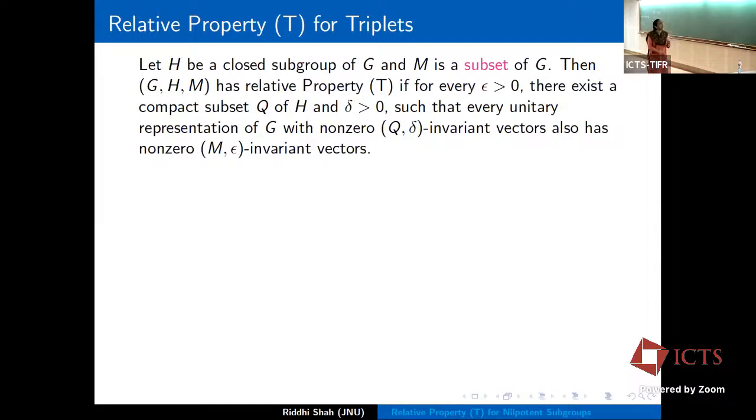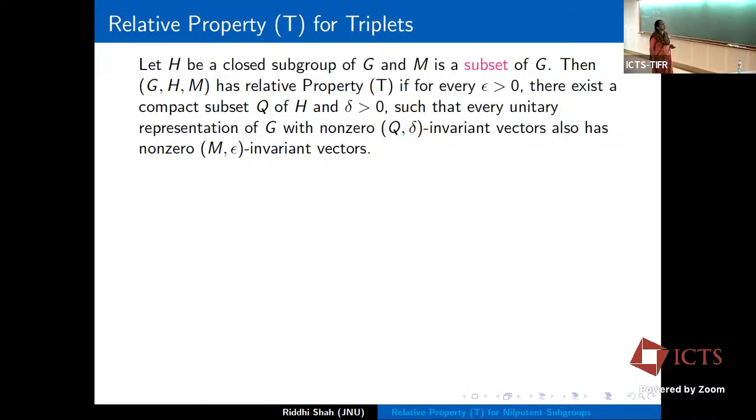So now, as I said, we'll talk about relative property T for triplets. Here, relative property T is defined for subsets also, not just subgroups, but it is suitably modified for subsets, and it's also a useful thing. We never thought of doing it for subsets, but then the referee asked, what about subsets? Because there's a lot of work. So we added one more section and it is much more complicated for subsets. So it's a generalization of subgroups, but still.